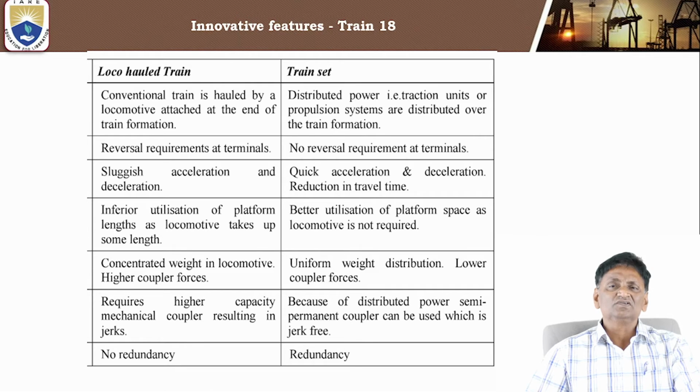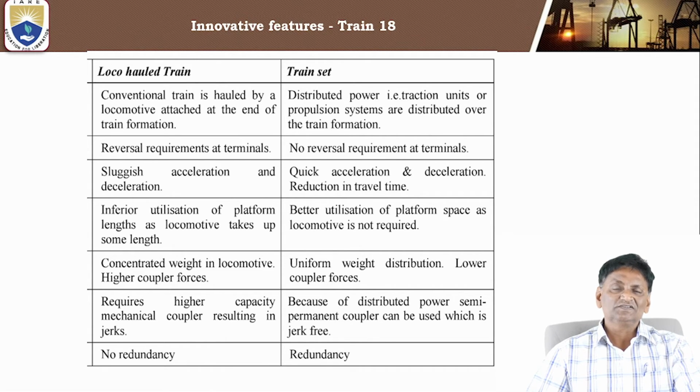Then the weight is distributed. Earlier the engine was pulling nearly 16 coaches, so a huge coupling had to be there between the engine and the coaches, because a lot of power had to be transmitted. So the coupling size was bigger. Now, since every coach has the engine, the coupling size has become smaller and lightweight. The transmission weight is very much less now. Since it is lightweight, the acceleration is better and there are no jerks.